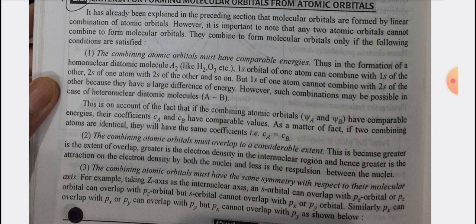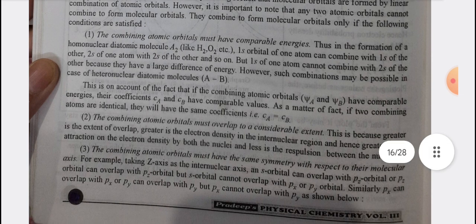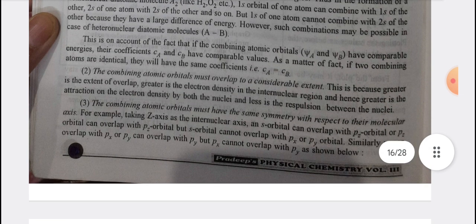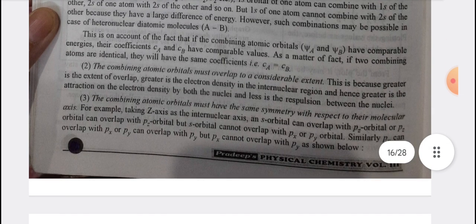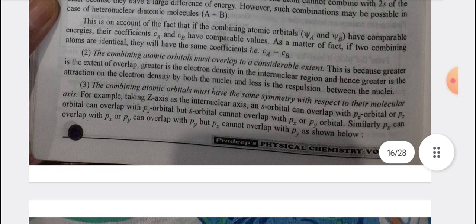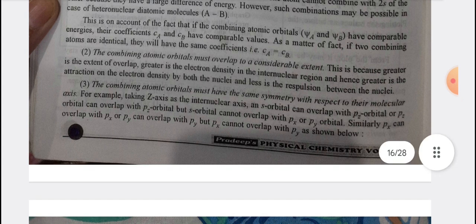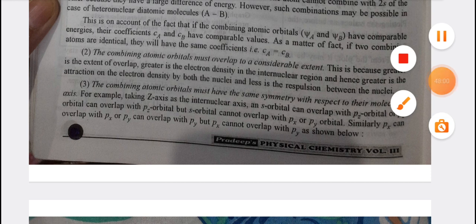Thus, in the formation of a homonuclear diatomic molecule A2 like H2, O2, etc., the 1s orbital of one atom can combine with the 1s of the other, the 2s of one atom with the 2s of the other, and so on. But the 1s of one atom cannot combine with the 2s of the other because they have a large difference of energy. However, such a combination may be possible in the case of a heteronuclear diatomic molecule AB. This is on account of the fact that the combining atomic orbitals psi A and psi B have comparable energies in their coefficients.